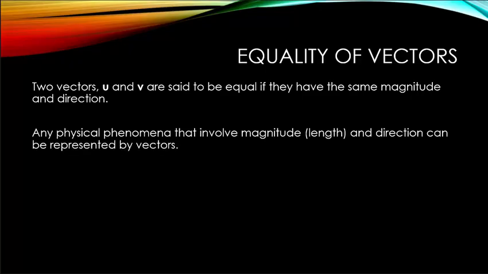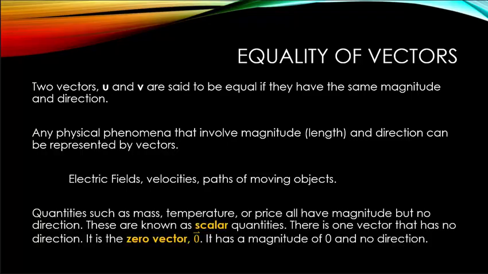Any physical phenomena that involve magnitude, which is length, and direction can be represented by vectors. Some examples might be electric fields, velocities, or paths of moving objects that we typically call trajectories. Quantities such as mass, temperature, or price all have magnitude, but they don't have any direction. These are known as scalar quantities.